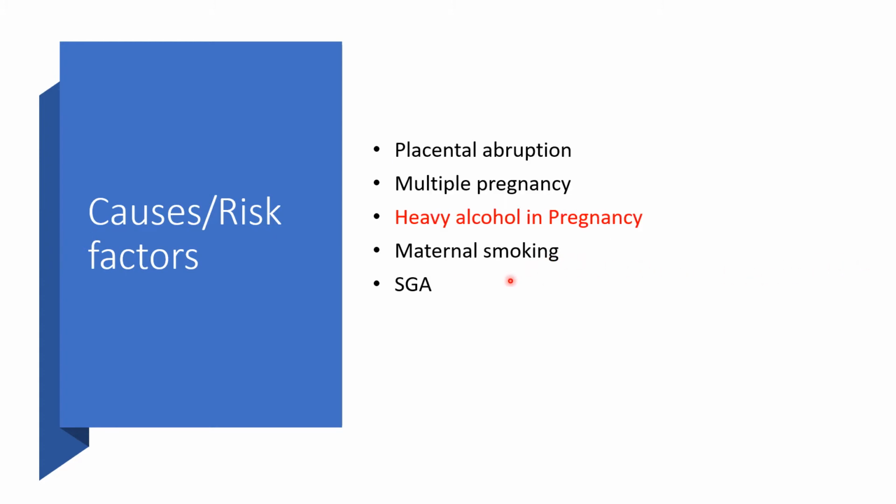Still on possible causes and risk factors, placental abruption or bleeding in pregnancy generally, multiple pregnancy, heavy alcohol in pregnancy. So it's not only fetal alcohol spectrum disorder that will be a problem. No, that might be a recipe for cerebral palsy as well. Maternal smoking, so no boozing, no smoking. And of course, small for gestational age will be another possible risk factor.